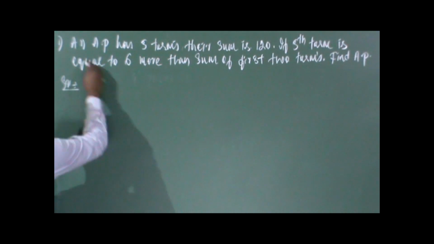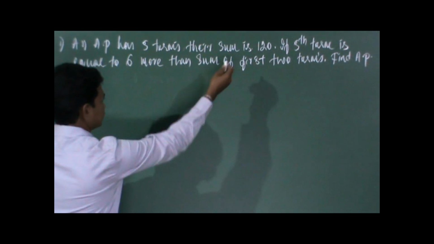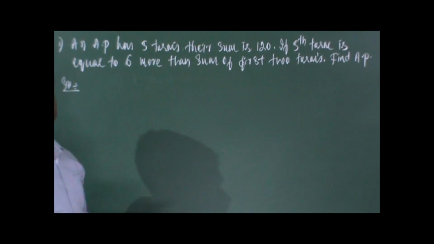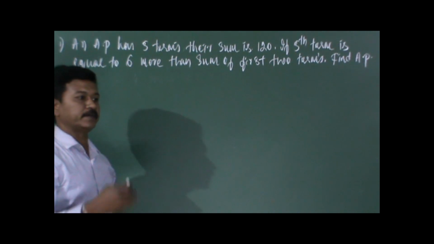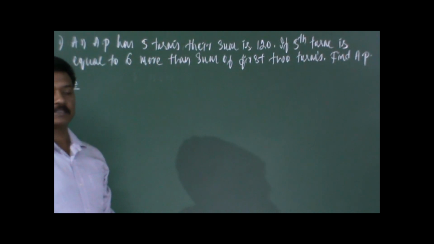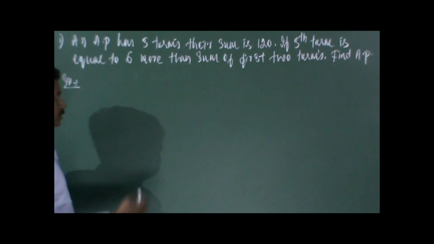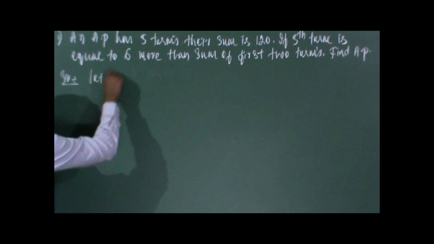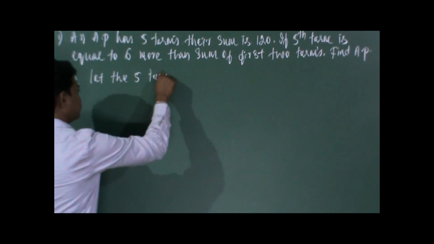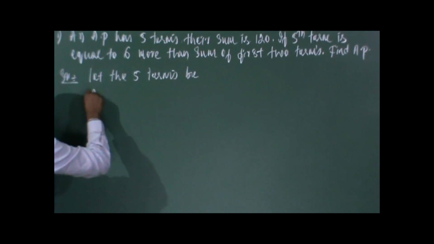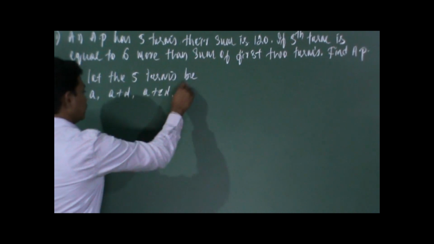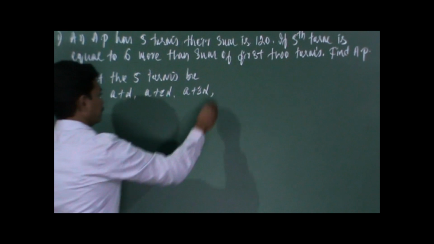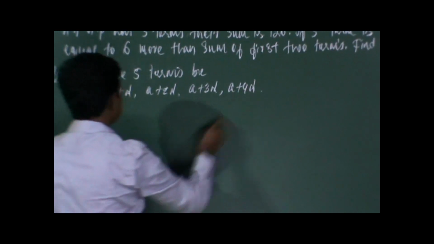So we'll go with the first one. An AP has 5 terms and their sum is 120. Here we do not know which are those terms. In this problem, when 5 terms are given, we'll consider them as the first 5 terms itself. Therefore, let the 5 terms be a, a plus d, a plus 2d, a plus 3d, a plus 4d. So 1, 2, 3, 4, 5 terms are ready here.